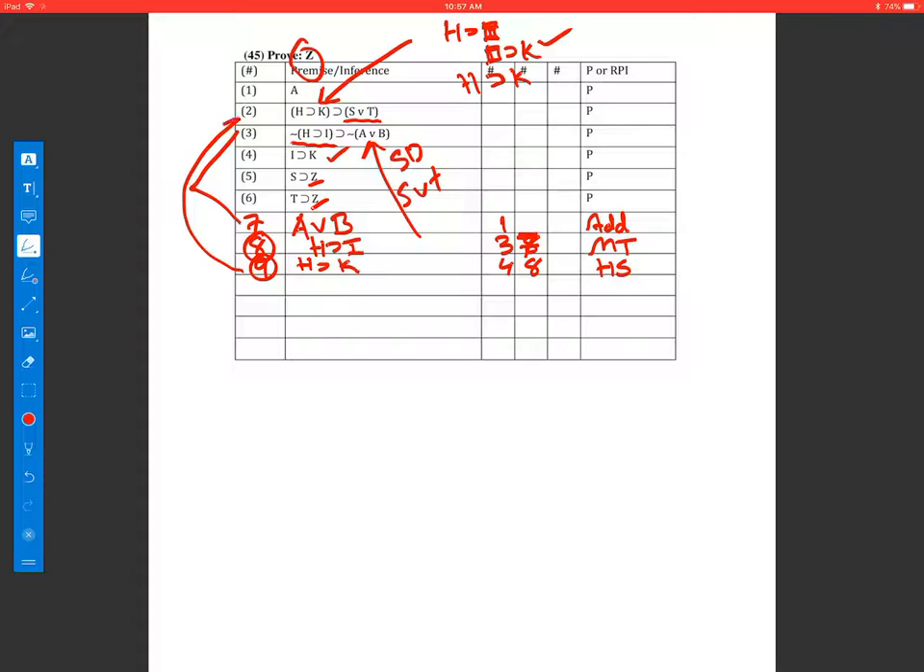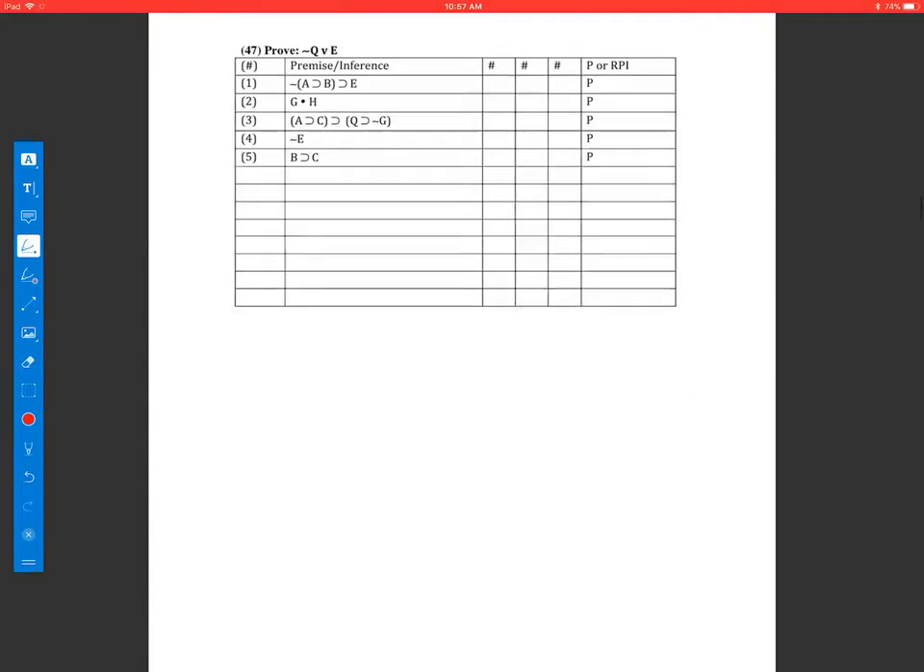Okay, now that I have the H then K, let's go back and think about 2 again. It says if you have H then K, which we now do, we can get S or T, and that's from 2 and 9 modus ponens. Now, we got this S or T because we were going to use it in a dilemma with lines 5 and 6. We would get Z from 5, 6, and 11, simple dilemma. And we're done. Let's move on to another.